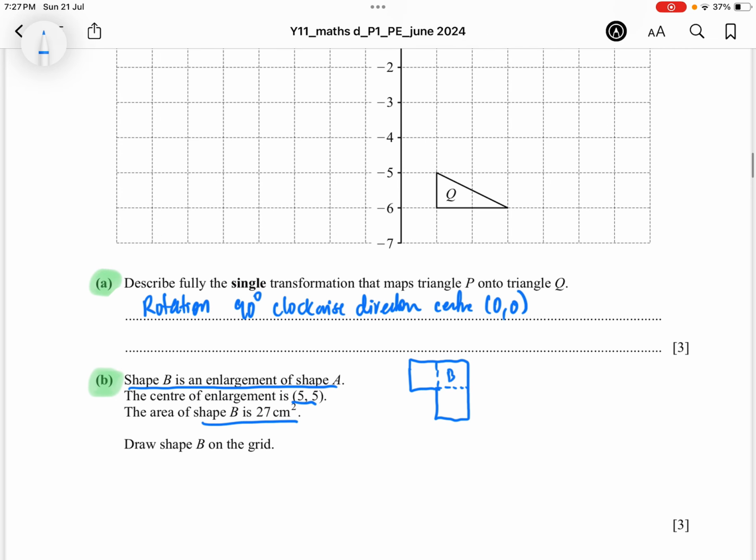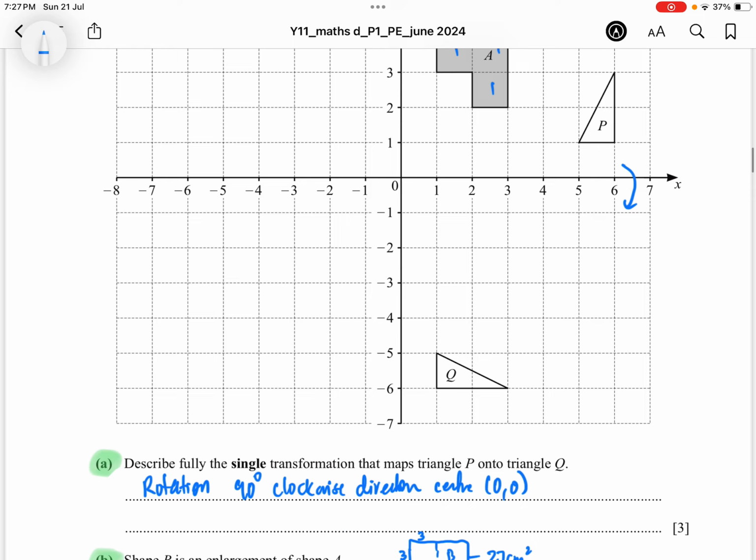For this one, the whole thing is 27 centimeters square. That means if I divide it by 3, each of it is 9 centimeters square. And because it's a square, that means the sides are 3 by 3 to get that 9. That means one side is 3.